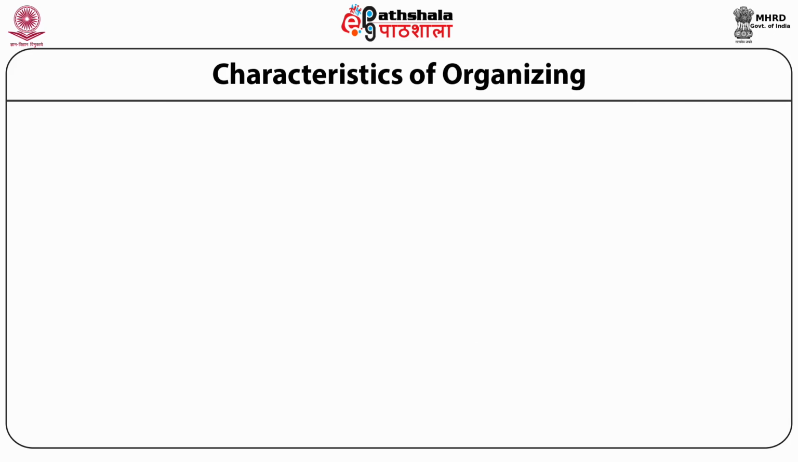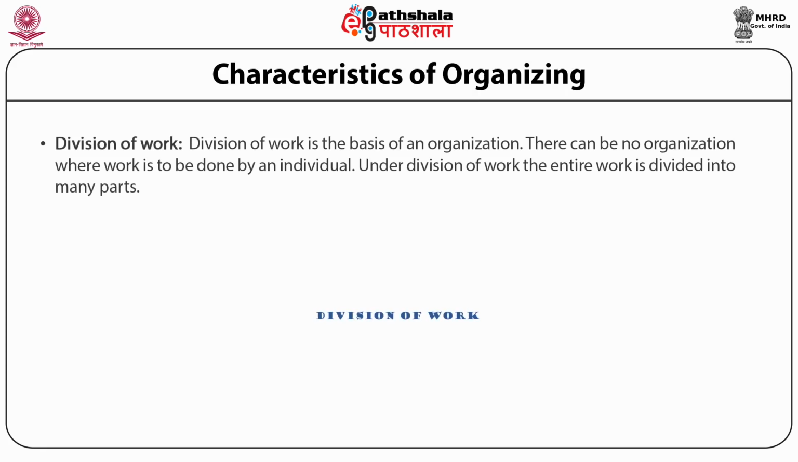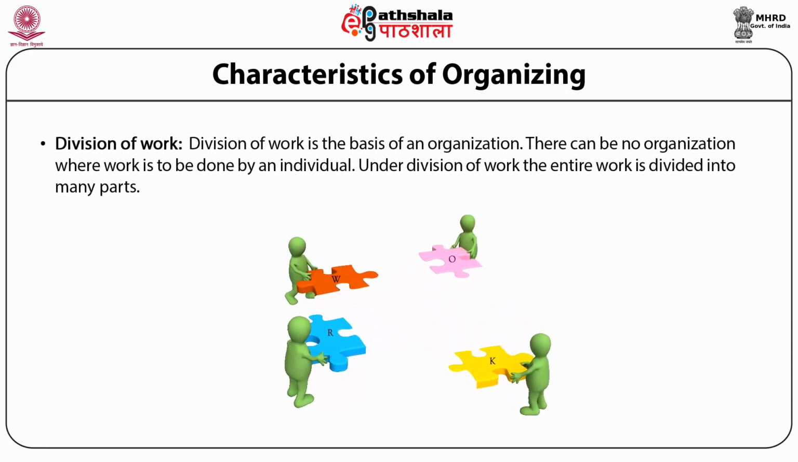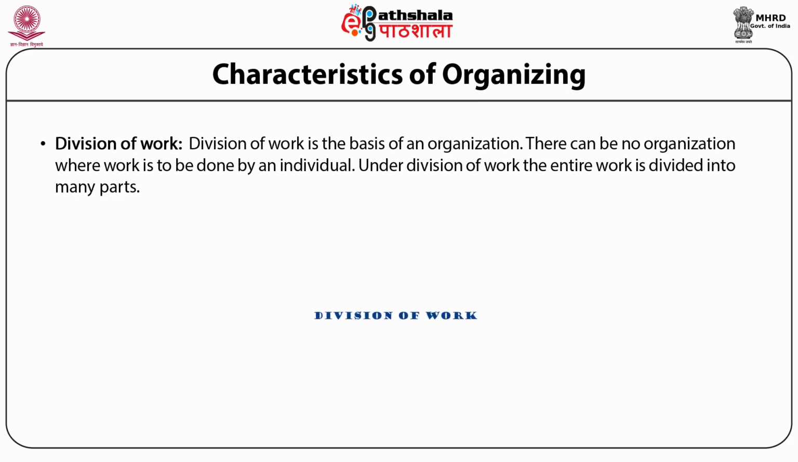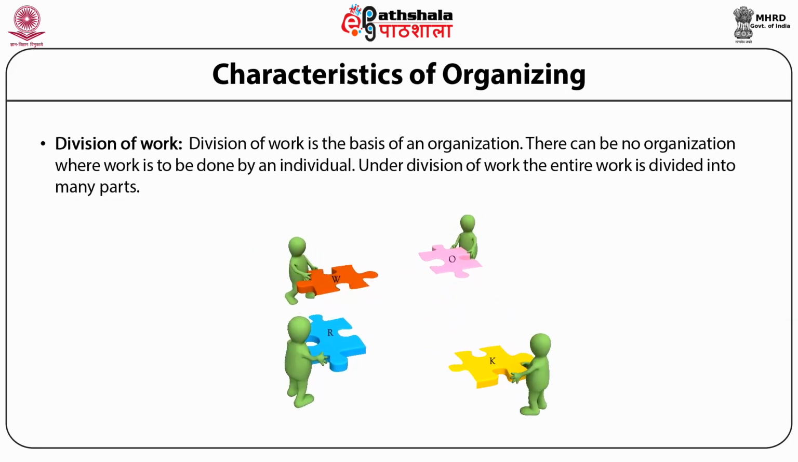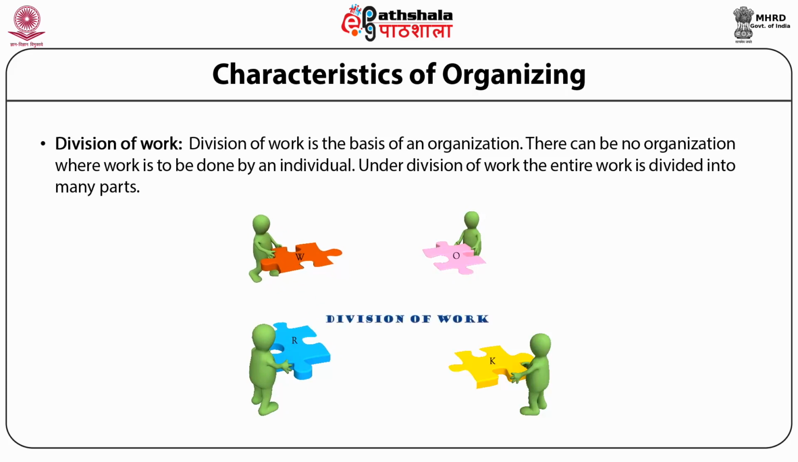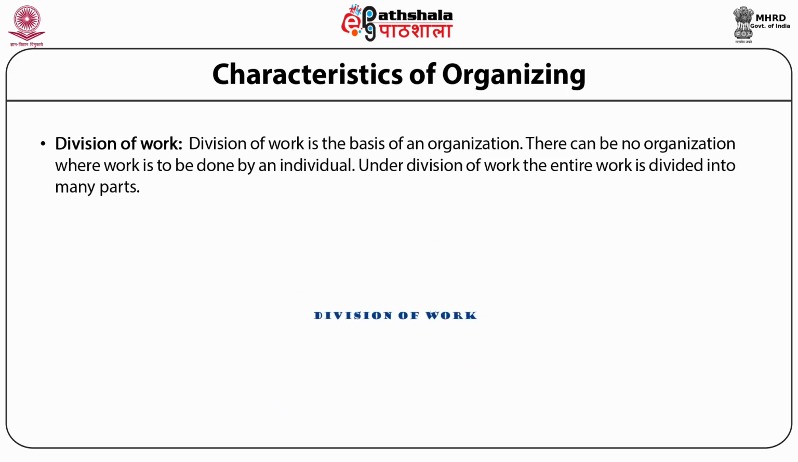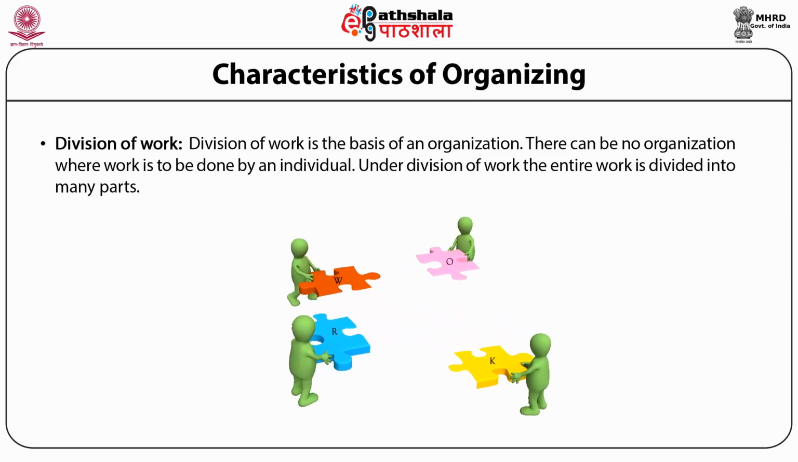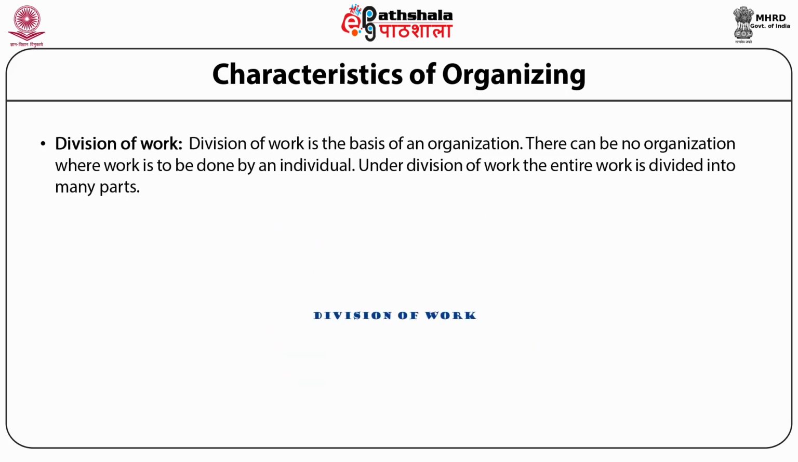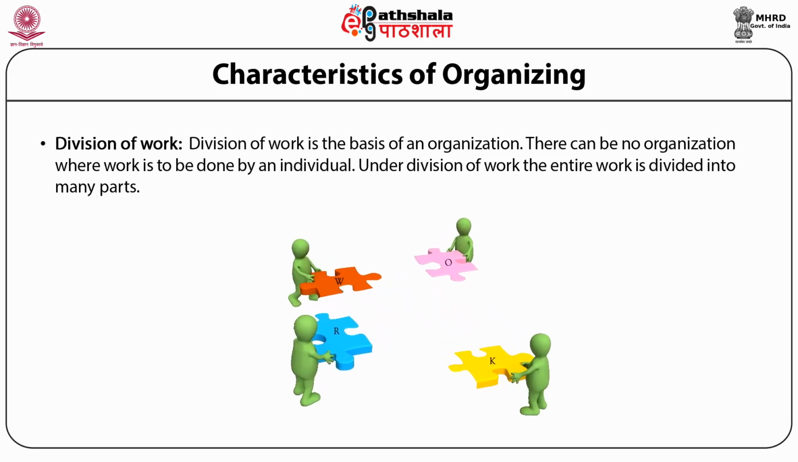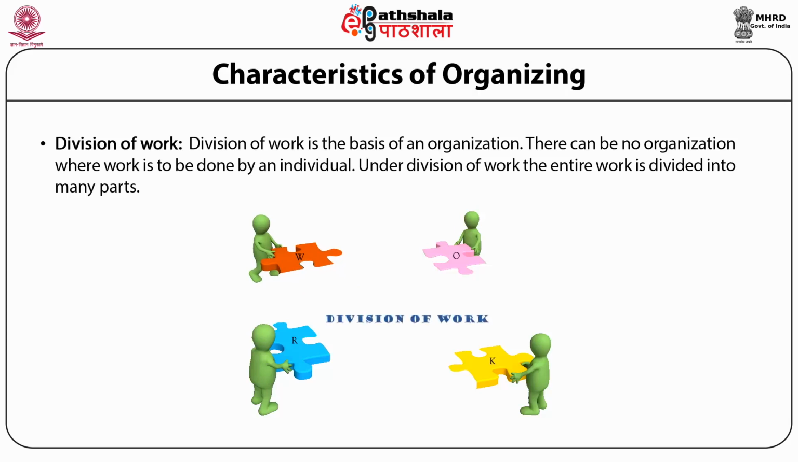Characteristics of organizing. From the study of the various definitions given by different management experts, we get the following characteristics of organizing. First is the division of work. Division of work is the basis of an organization. There can be no organization where work is to be done by an individual. Under division of work, the entire work is divided into many parts. Each part of it is further subdivided into subparts. Individuals are assigned their work. This work, when performed repeatedly, gradually makes that person an expert. Thus, under organization, an effort is made to achieve the objectives successfully by way of division of work.